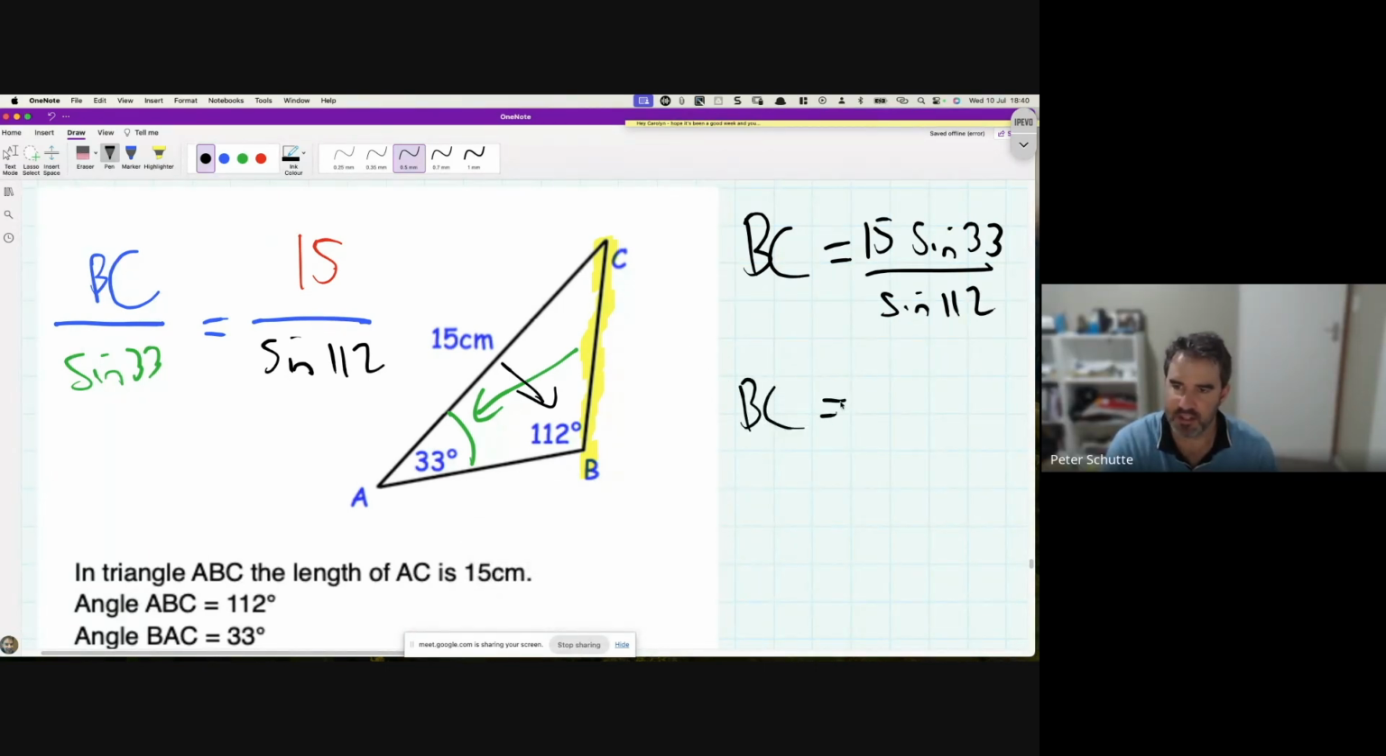So BC equals fraction 15 sine 33 close bracket over sine 112 close bracket. And what do we have? I have 8.81 centimeters. Okay, yes. Go ahead and ask a question.